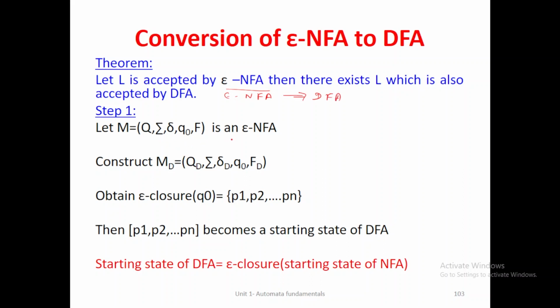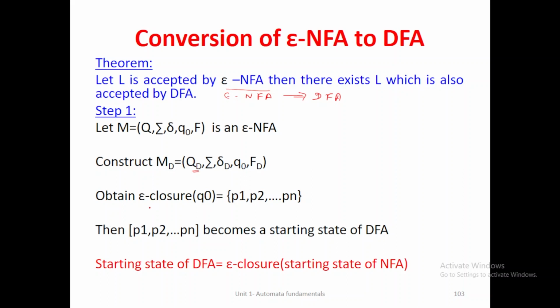First, the given notation M is an epsilon NFA which contains a 5 tuple representation: Q, the set of states, and sigma, the set of alphabet symbols. It contains transition functions, and also it contains a starting state and final states. We should construct the DFA. So MD is the DFA, which should be calculated. So how can we construct those values?